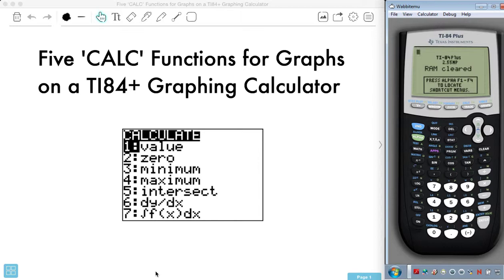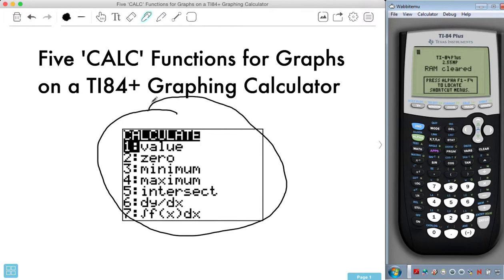In this video we're going to be looking at the 5 different calc functions for graphs on a TI-84 Plus graphing calculator. This is dealing with the calculate screen that you'll see again and again in your course, referring to different things that you can actually calculate or find out about a graph that you have in your graphing calculator. We're going to walk through the first 5 items.